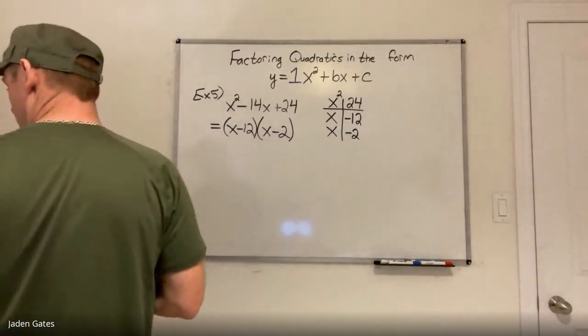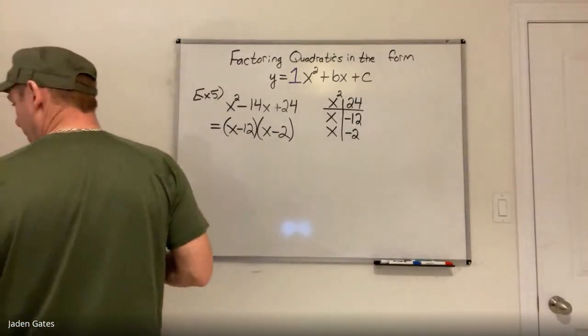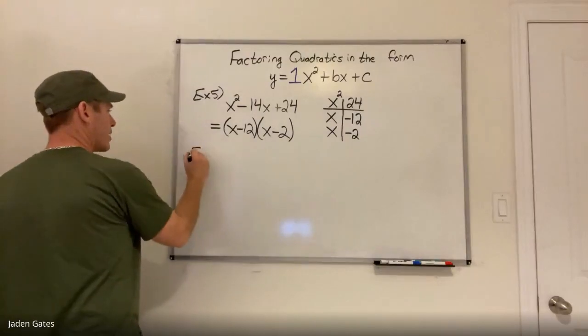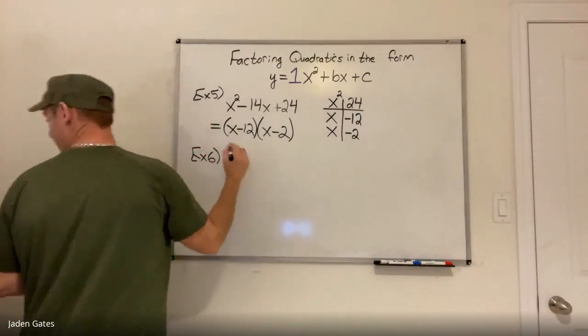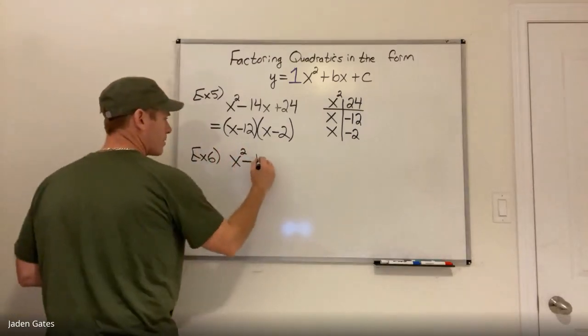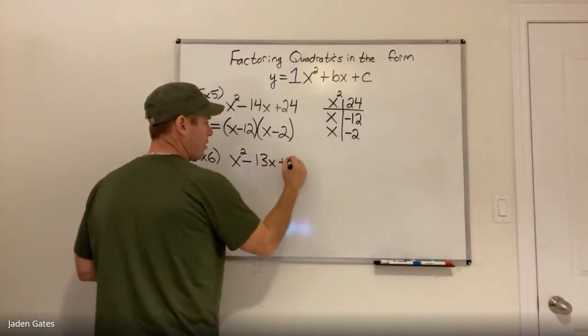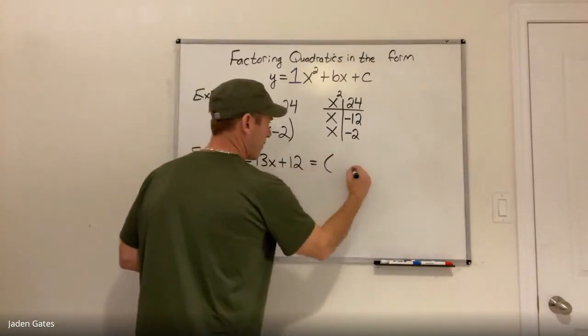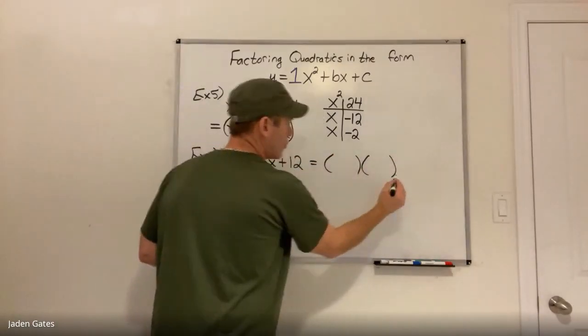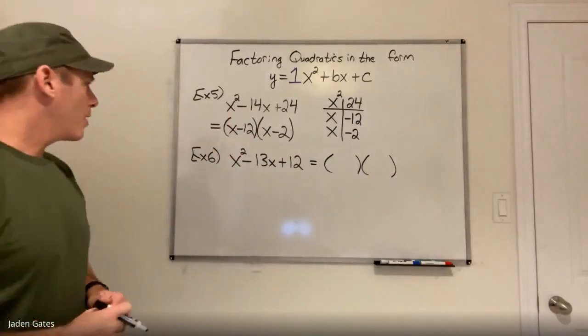All right, one more of those. Oh, this one's so easy, it's hard. I always catch people up on this one. I'm going to take x squared minus 13x plus 12. All right, so once again, I'm going to factor it. So it's going to have 2 brackets.